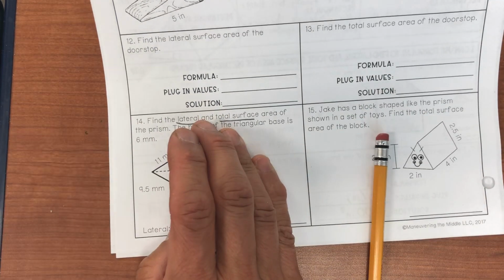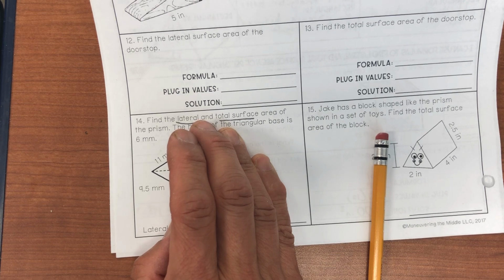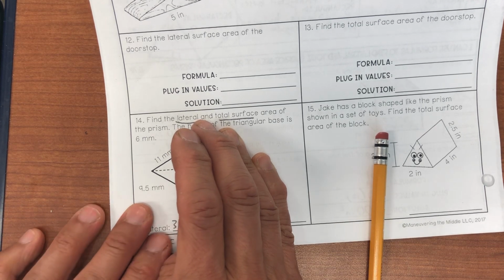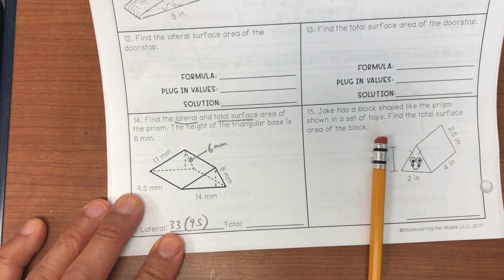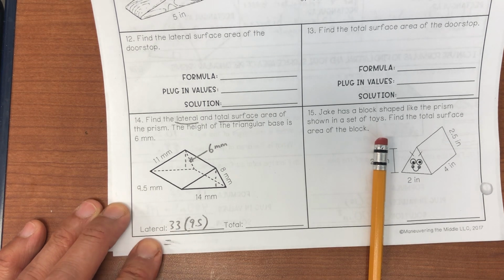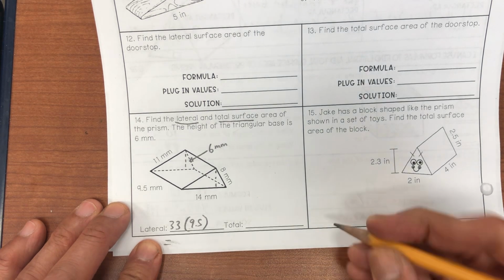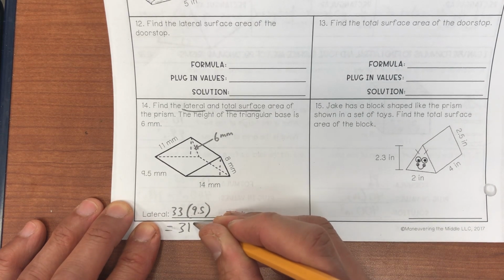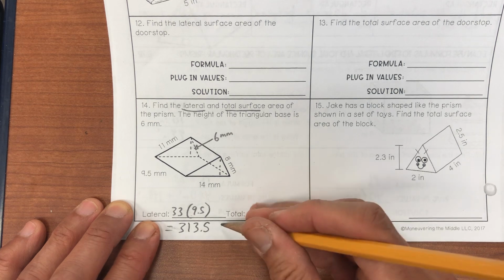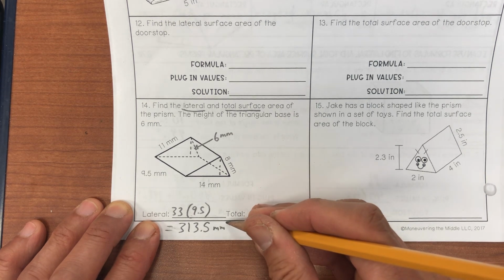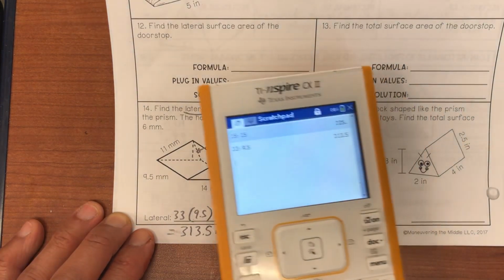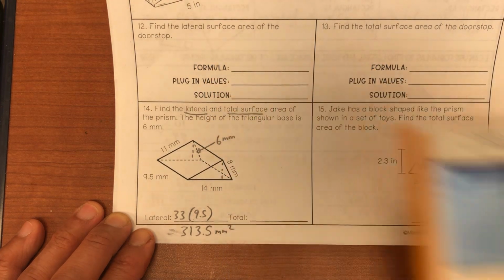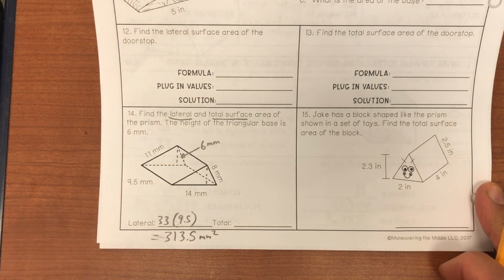33 times 9.5. Okay, we're gonna get 313.5 millimeters squared. Okay, that's what I just typed into the calculator here. Okay, so you could be doing the same thing at home.